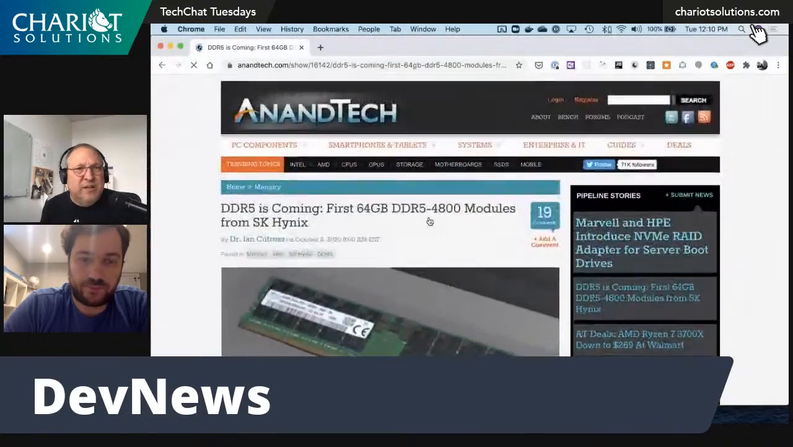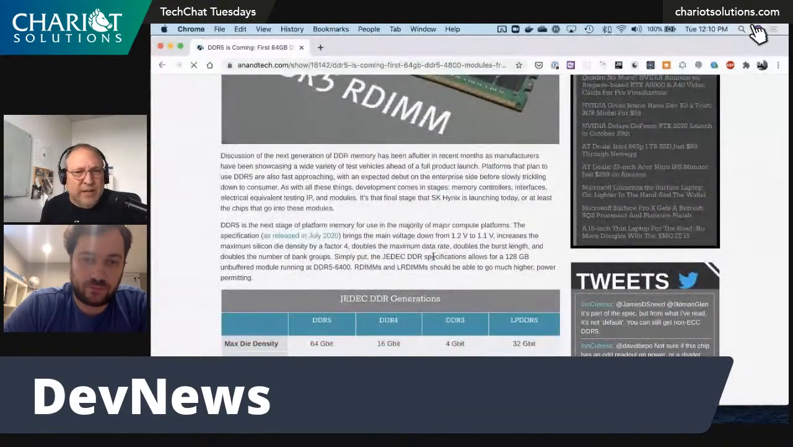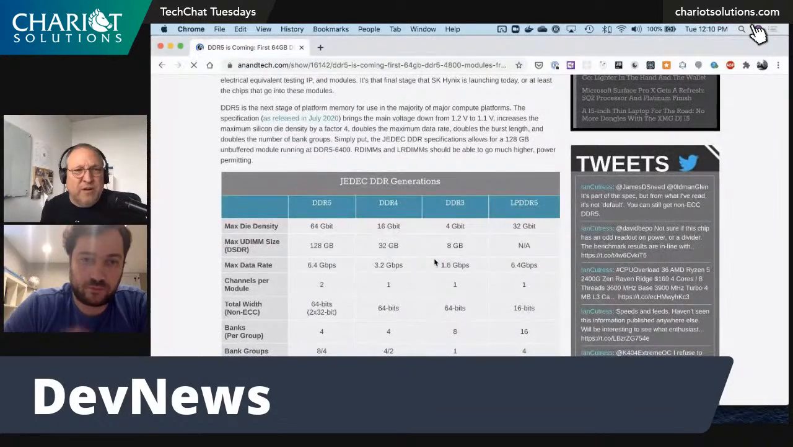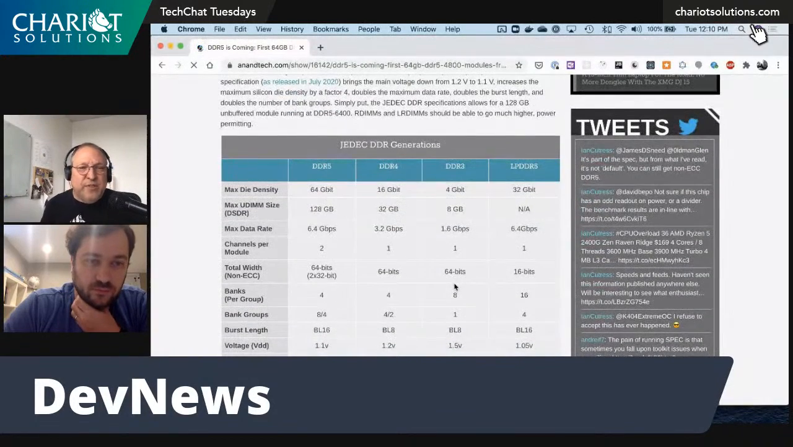This is on AnandTech. And you can see some of the specs here are kind of crazy. They think they're going to be able to double the memory speed, and also they're bringing the voltage down to 1.1 volts. So hopefully that means this is something you can put in a laptop ultimately with lower power consumption. Yeah, this is pretty exciting.